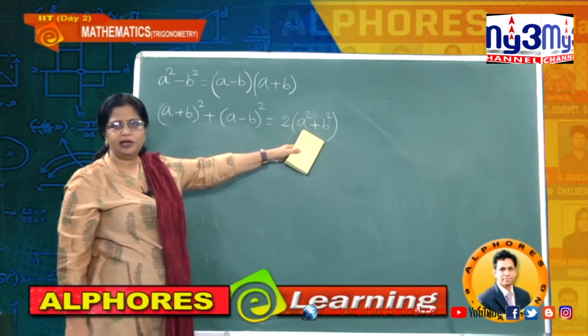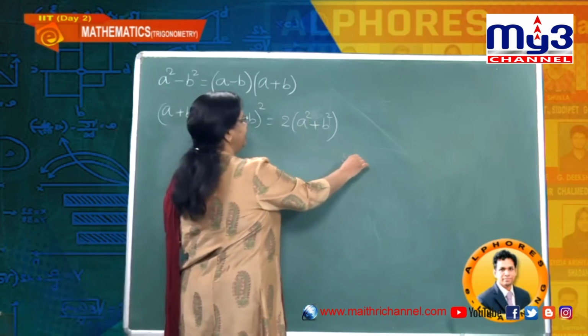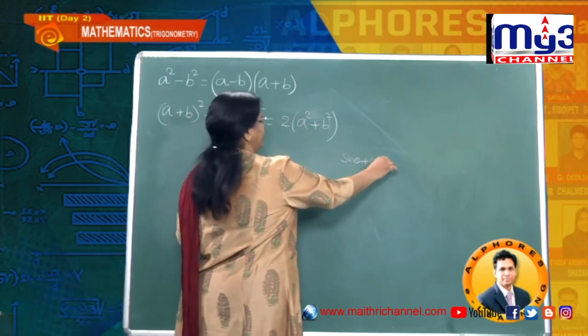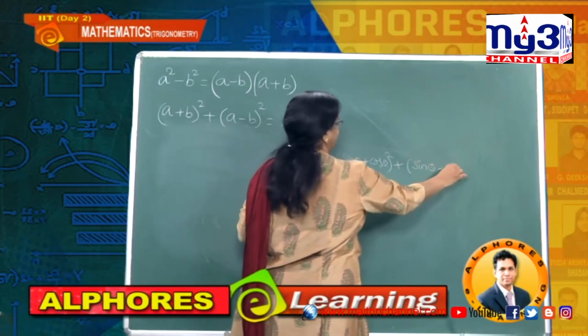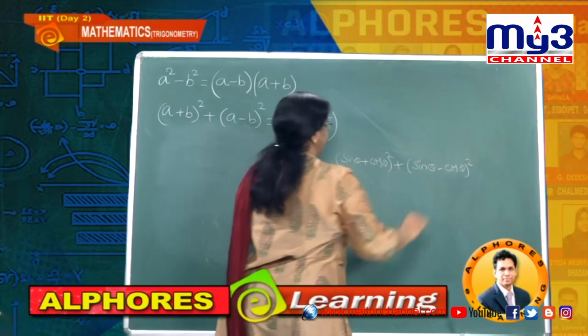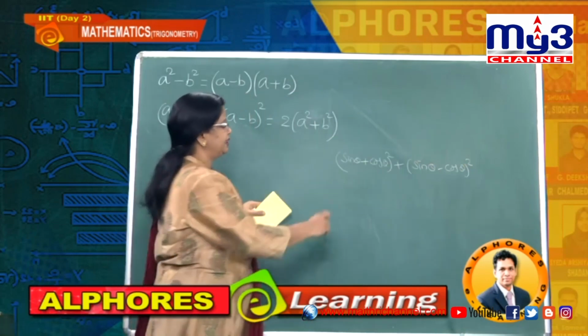What is the use of this formula again? Suppose I get sin theta plus cos theta whole square plus sin theta minus cos theta whole square, then there is no need of solving again, that is sin square plus cos square plus 2 sin cos, etc.